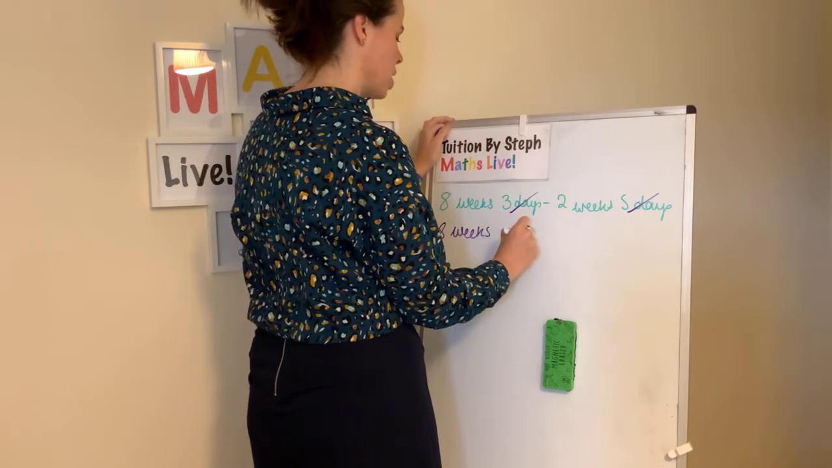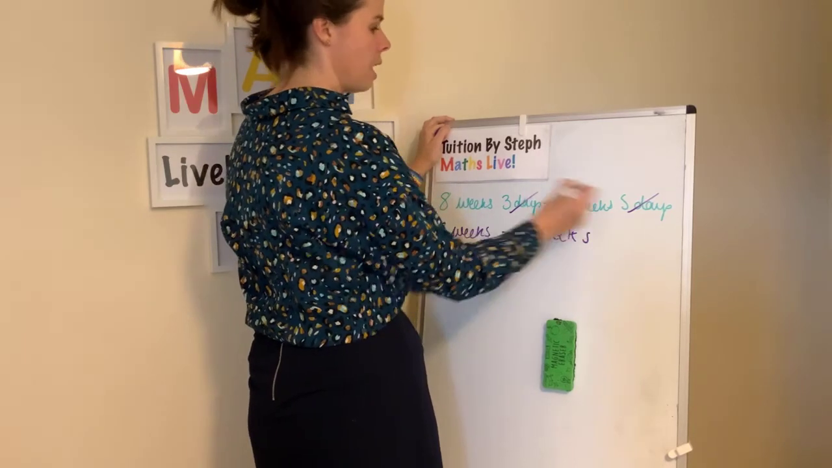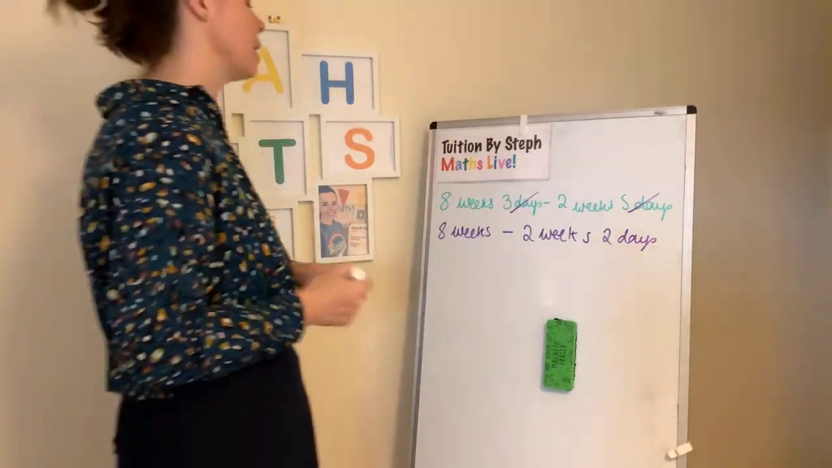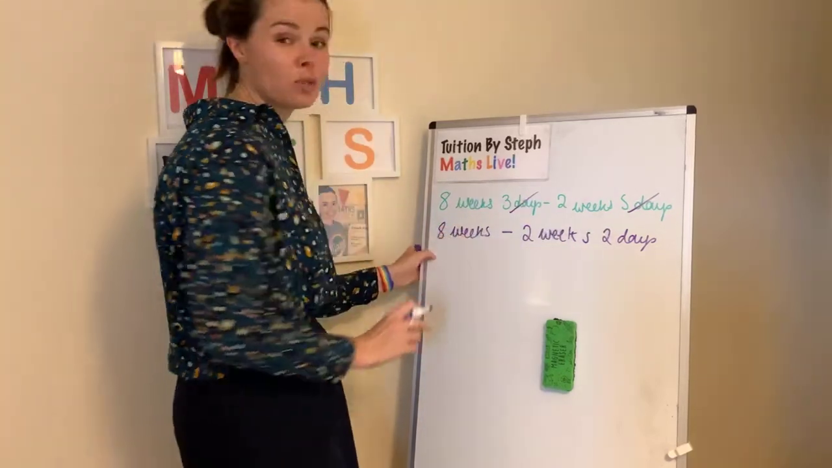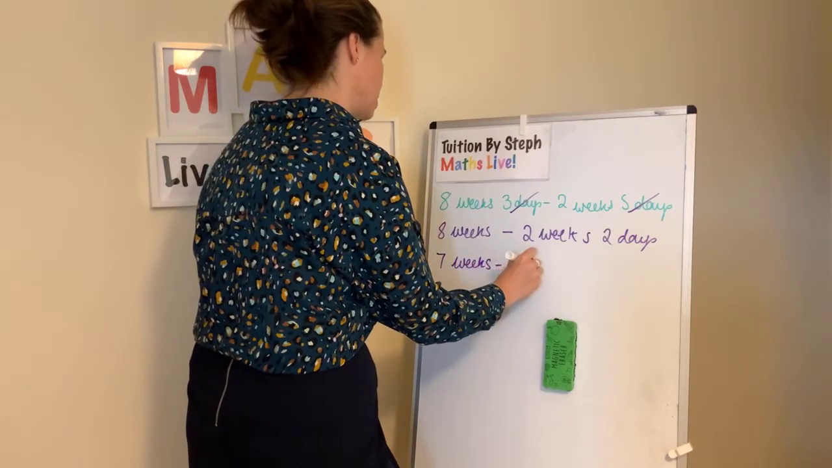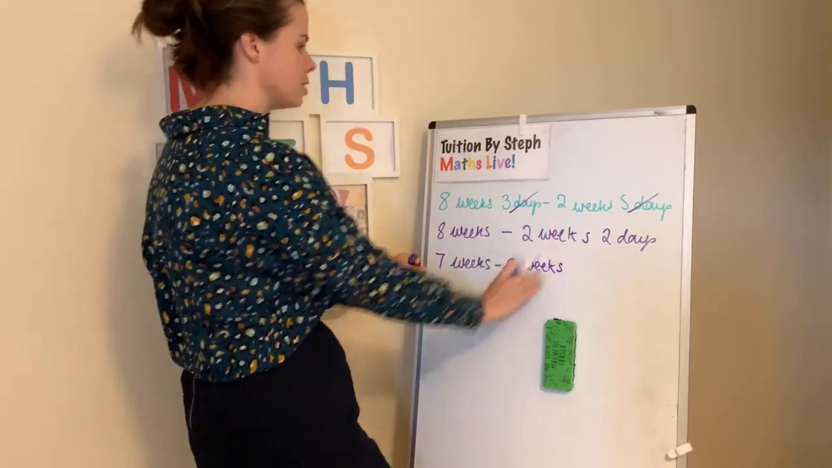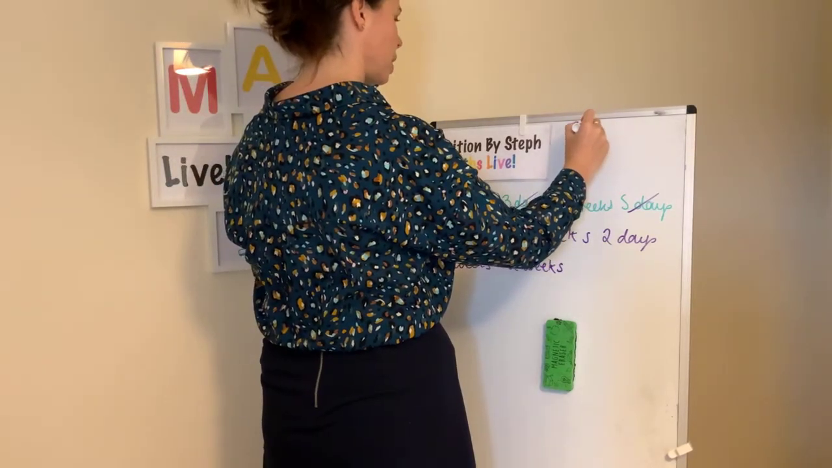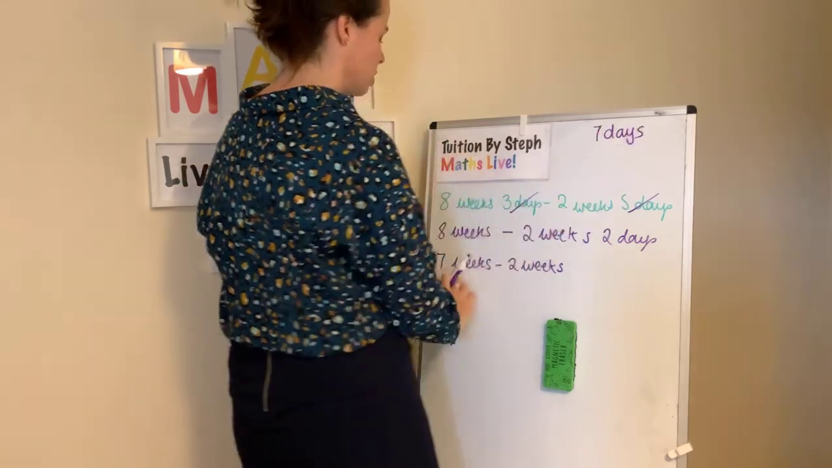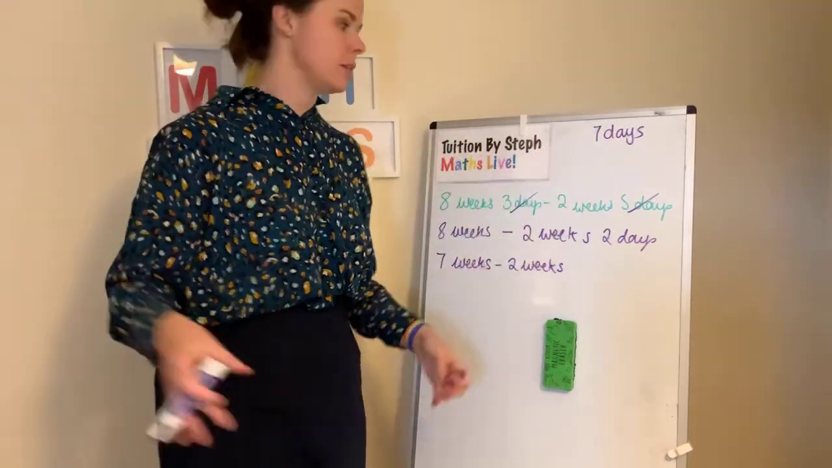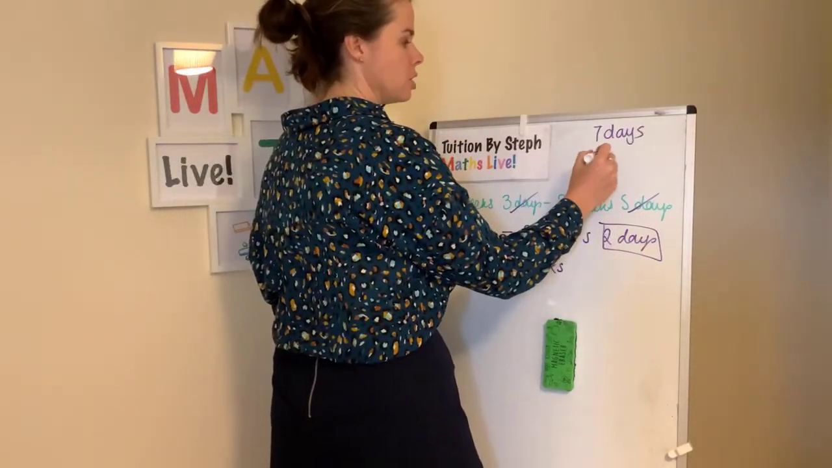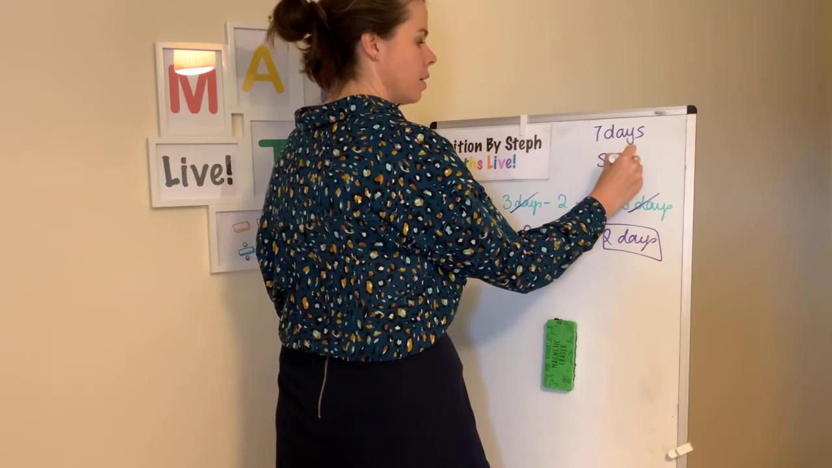So, 8 weeks, take away 2 weeks. And out of those two, there's 2 days left over. Okay, so 8 weeks, take away 2 weeks and 2 days. Now, again, we need to regroup this. We need to steal one from here and make it 7 weeks, take away 2 weeks. Because this up here is going to become, my brain's gone mush now. That's going to become 7 days. So that week that we stole is going to become 7 days. Because now we can take away our 2 days. And 7 take away 2 is 5. Okay?